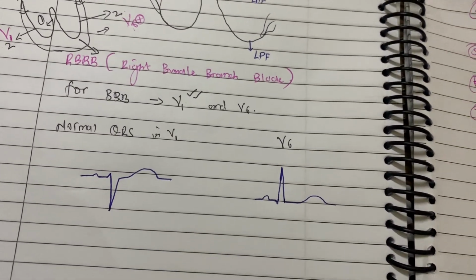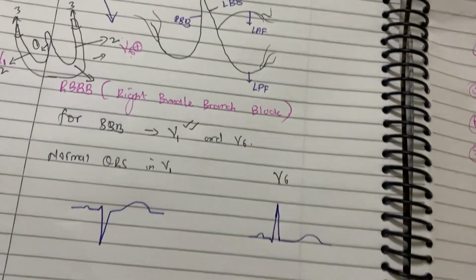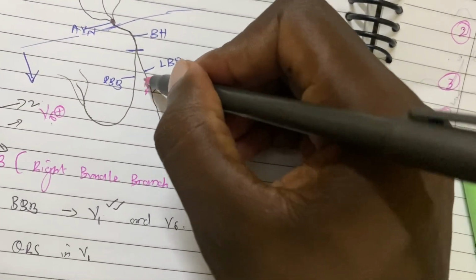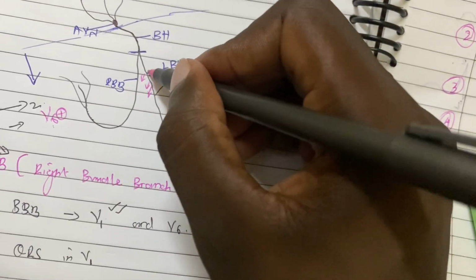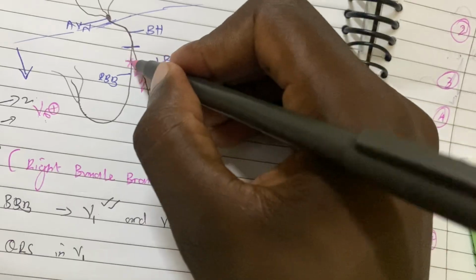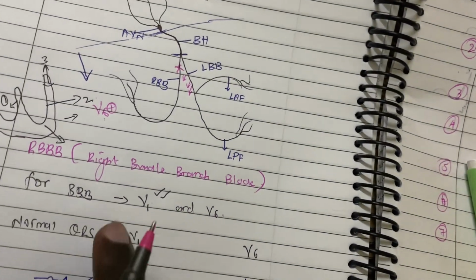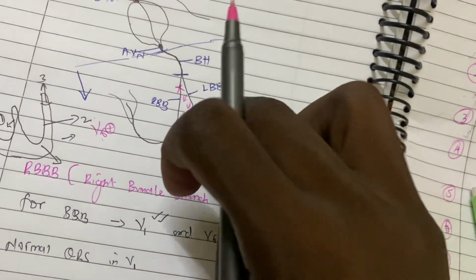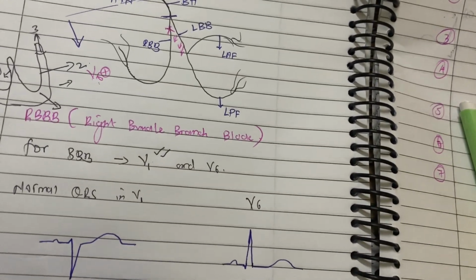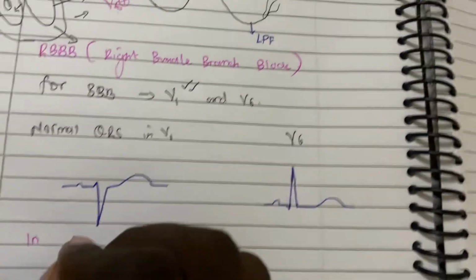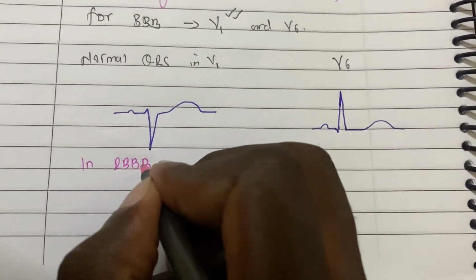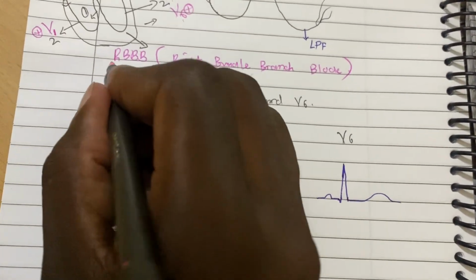So what happens in bundle branch block? For example, the normal depolarization of the septum is from left to right. If right bundle branch is blocked, you block the right bundle branch, what will happen to the R wave in V1? Will it change? So I'm writing RBBB. That's what we are seeing for RBBB.